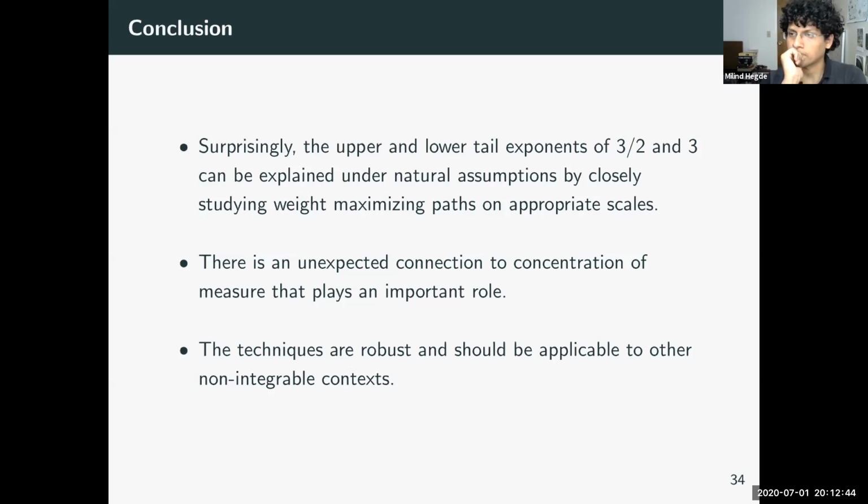By the way, I appreciated a lot the simplicity of your argument, Milind. Oh, yeah, thank you. The explanation of how the exponents come out. So it was very clear.